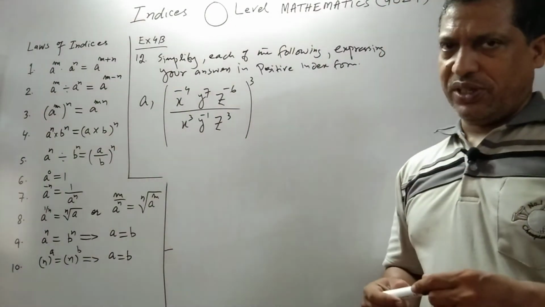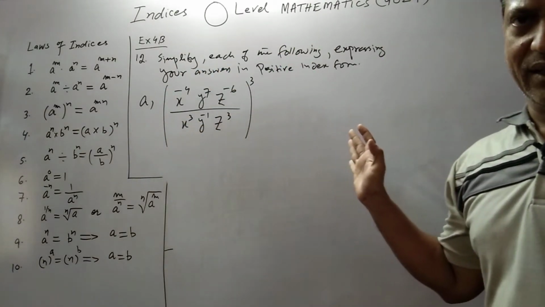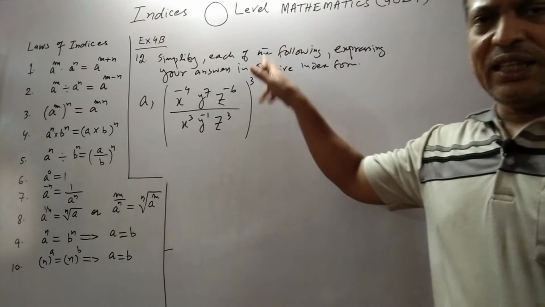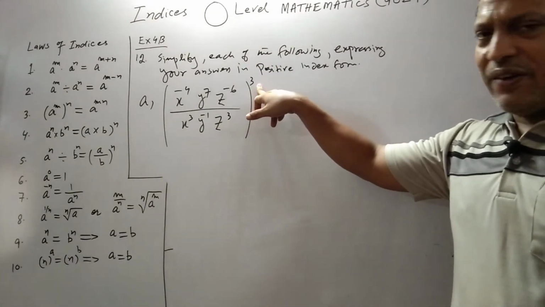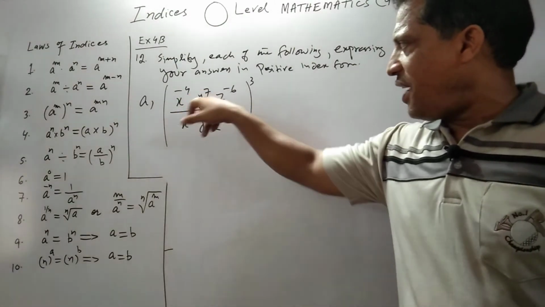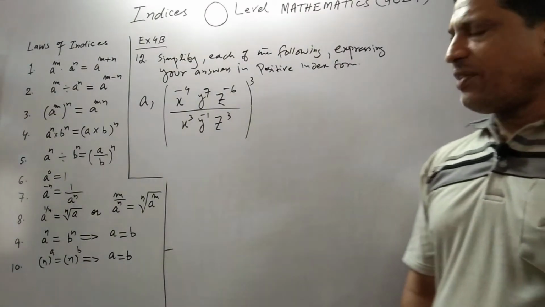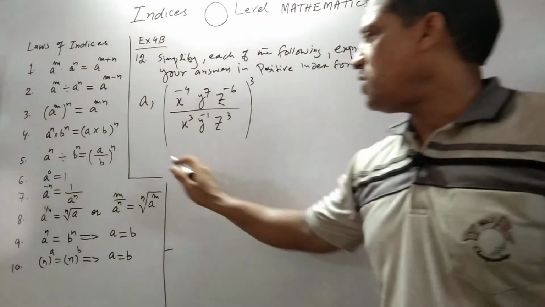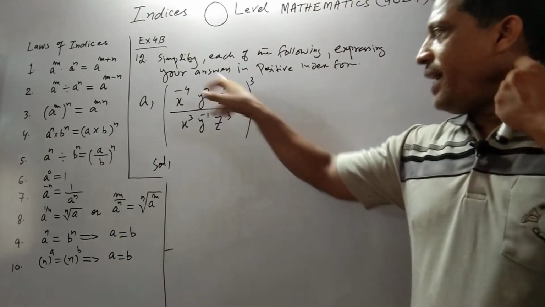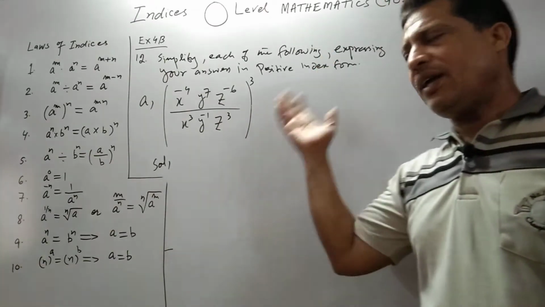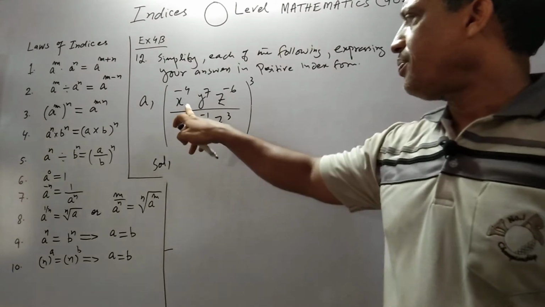Now you have two options. First, to simplify inner side of the bracket and then apply the power. The second option is to apply power 3 on each and every number and then simplify. But I think first option is better if we simplify inner side bracket term first and then apply power 3 in next step. See this.